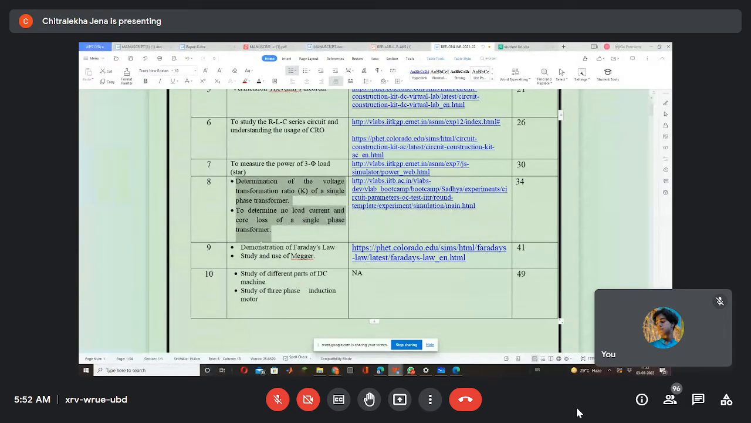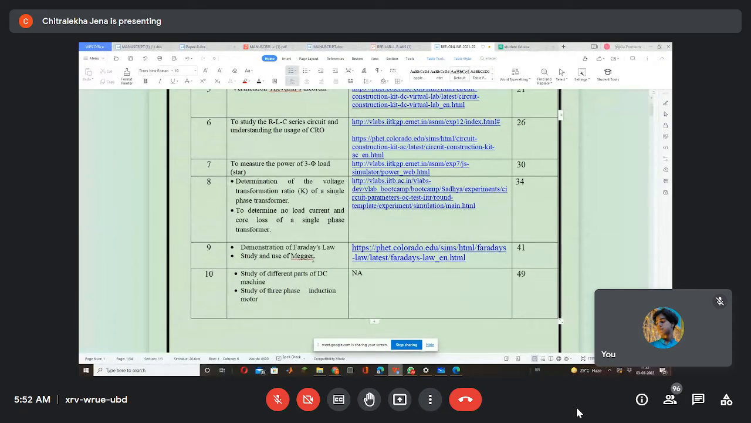Okay. Next is related to Faraday's law, demonstration of Faraday's law. There are 2 laws, first law and second law. You will demonstrate how Faraday's law is applicable. Okay, what is the result of Faraday's law? Then study and use of Megger.